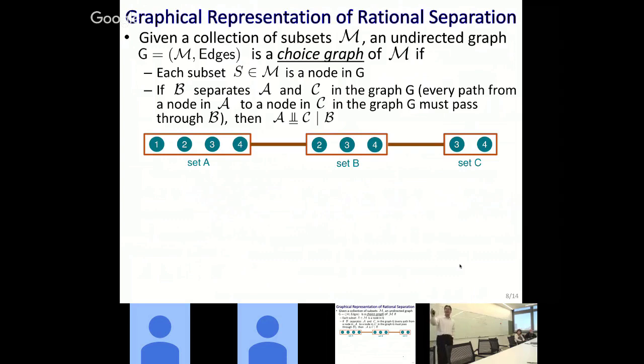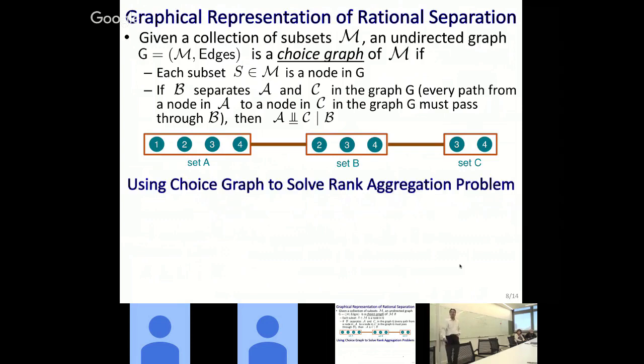So now, and again, you can always show that whenever you have a nested collection of subsets, a line graph is always the choice graph for that collection. Okay, so that's an example of a choice graph, and I'll give you a few more as we go through the rest of the talk here. So the question is, how do you use this? What good does it do?